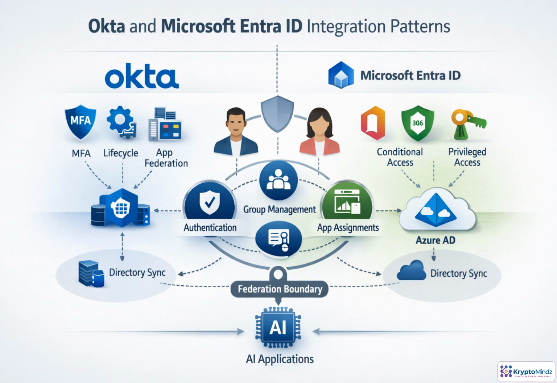In many enterprises, Okta and Microsoft Entra ID are not an either-or choice. Okta may handle app federation, MFA, lifecycle workflows, and assignments, while Entra ID often anchors Microsoft 365, Azure, conditional access, privileged access, and workload identity. The key design question is ownership. Which system authenticates users? Which directory is authoritative? Where are groups managed? For AI apps, avoid parallel sign-in paths because duplicate routes can bypass stronger controls and create inconsistent access decisions.